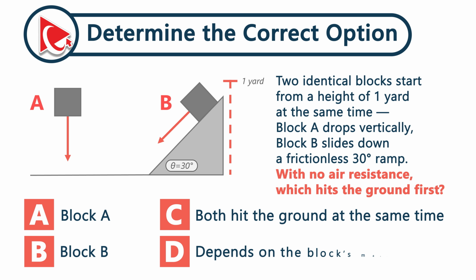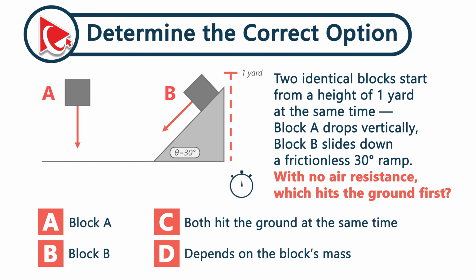Two identical blocks start from a height of 1 yard at the same time. Block A drops vertically. Block B slides down a frictionless 30-degree ramp. With no air resistance, which hits the ground first?